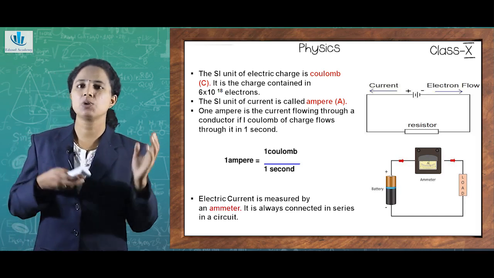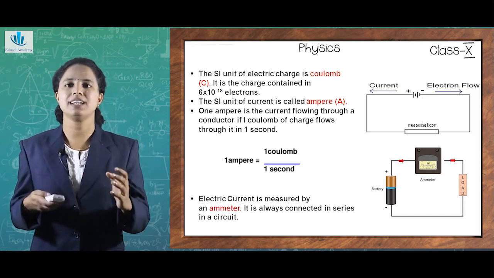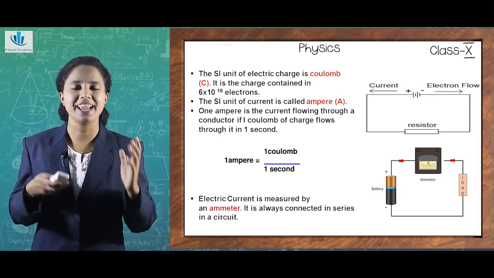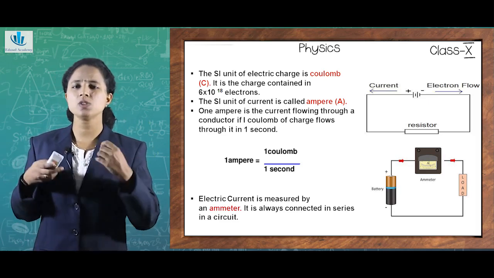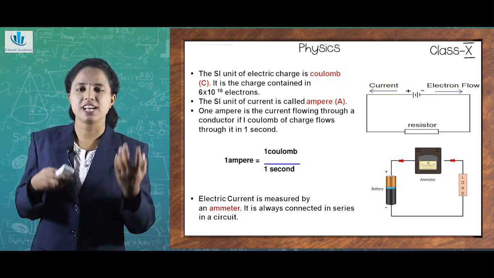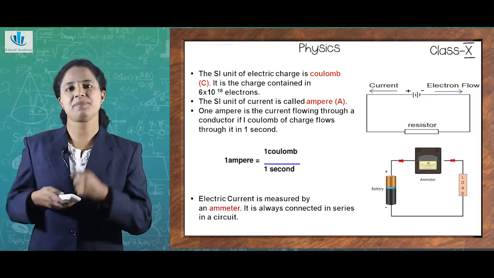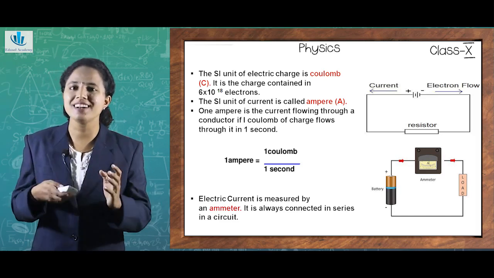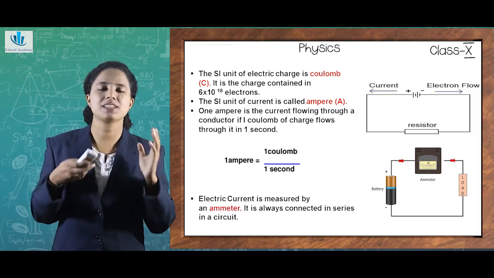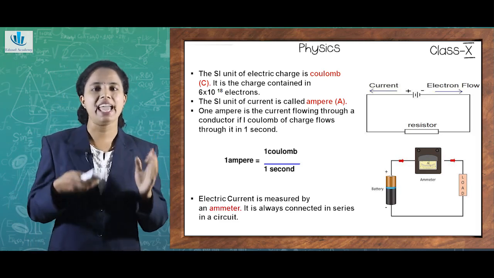So, we can say Coulomb is the charge which is contained in 6 into 10 raised to 18 electrons. So, what was the charge of an electron? Charge of an electron is 1.6 into 10 raised to minus 19. The SI unit of current is called ampere, which is represented by capital A.